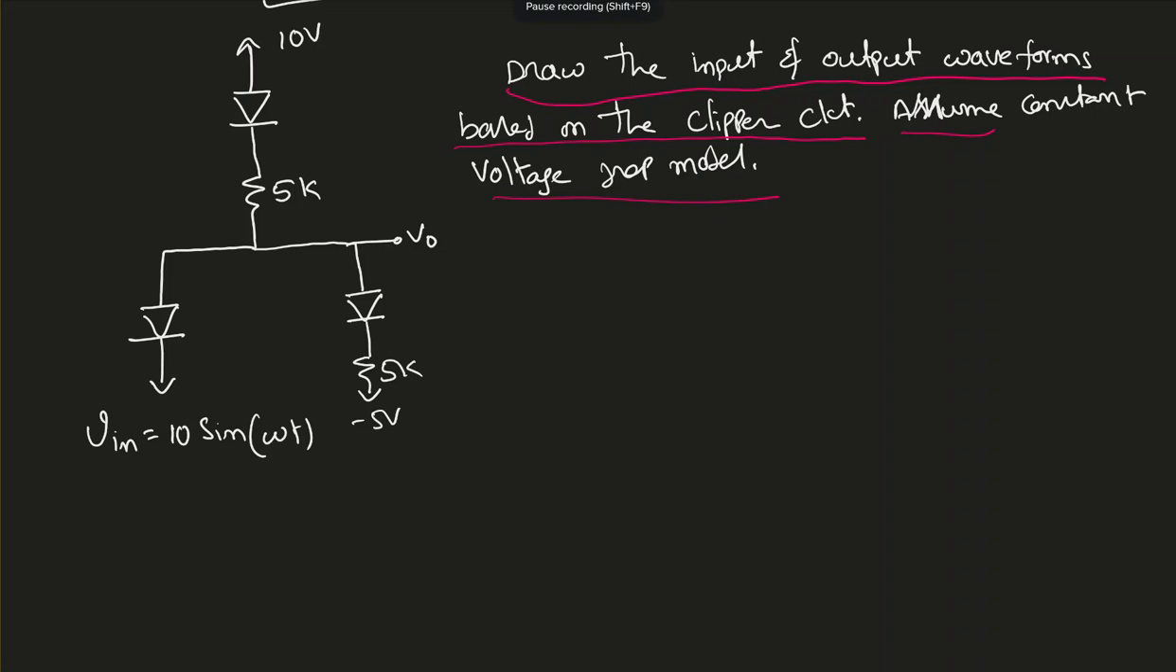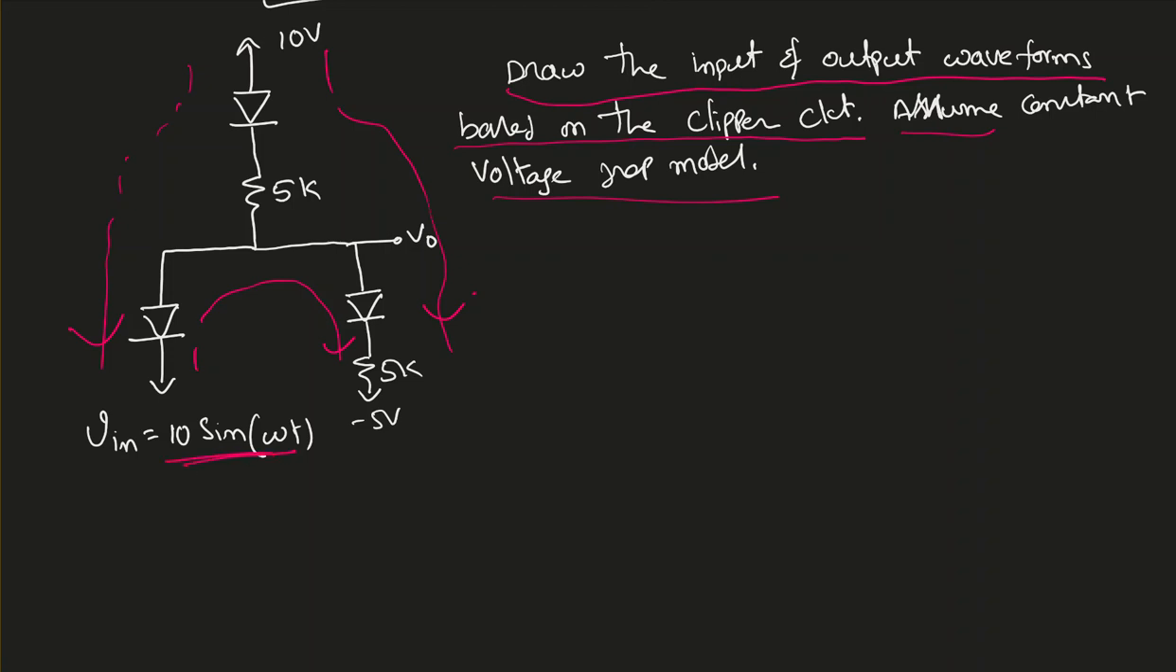So we know that the constant voltage drop model is nothing but each diode has a 0.7 volt drop across it. So step one, you have to do the current flow directions. So that's one possible current flow direction. That's another possible current flow direction. That's another possible current flow direction.